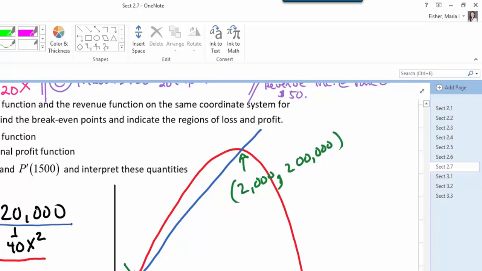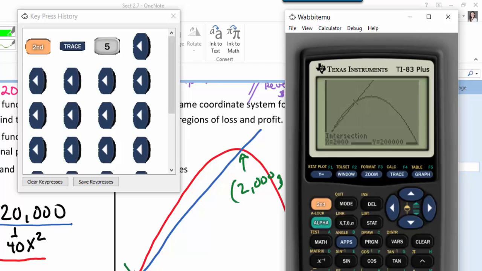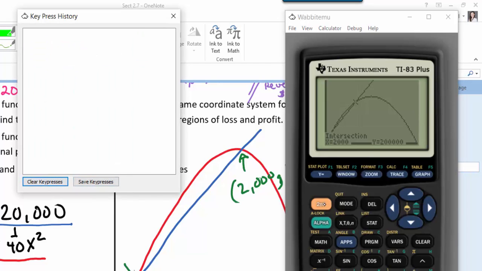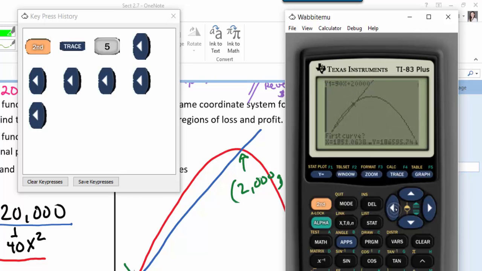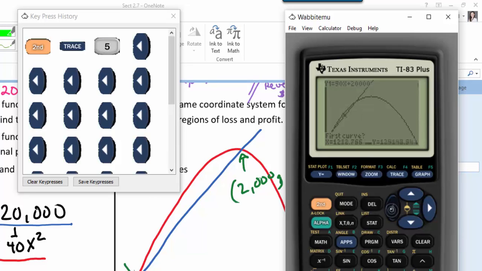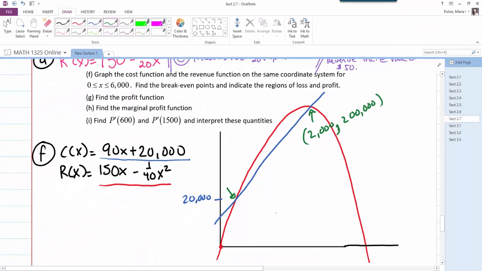Well, let's figure out what the other point of intersection is down there. So again, same thing here. You're going to hit second and then trace for calculate, and then the number 5 for an intersect. And I want the lower point now. So I'm going to scroll down to that lower point. And I think they're intersecting about there. Second curve, again, I'm just going to keep hitting enter with the guesses. As long as I'm close, it figures it out for me. 456,000.